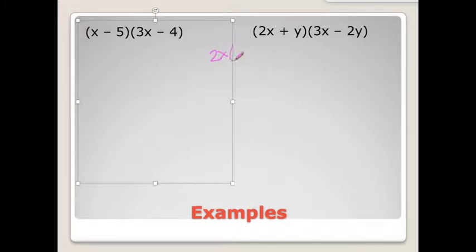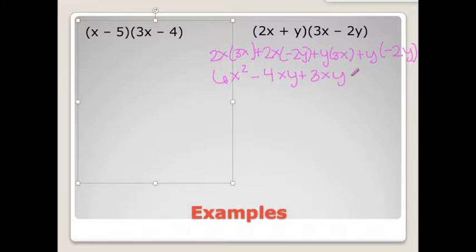Okay, I need to rewrite this. Ran out of room. So again, we have 2x times 3x plus 2x times negative 2y plus y times 3x and plus y, our outside, y times negative 2y. Okay, 2x times 3x will be 6x squared. 2x times negative 2y is negative 4xy. y times 3x would be 3xy. And y times negative 2y will be negative 2y squared.